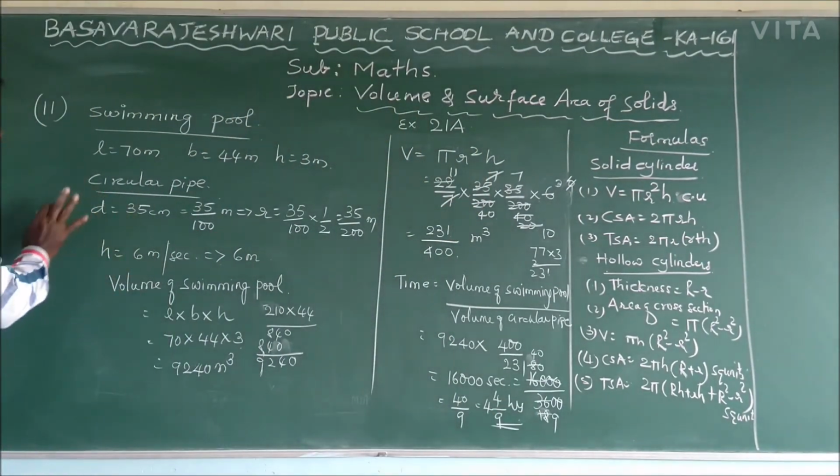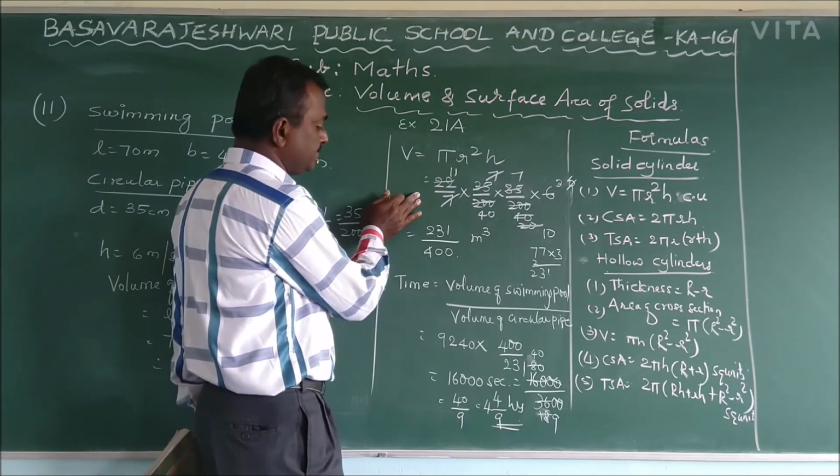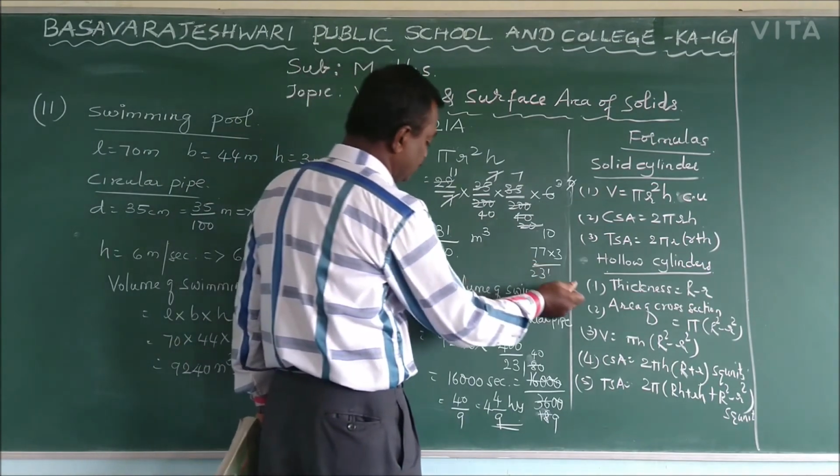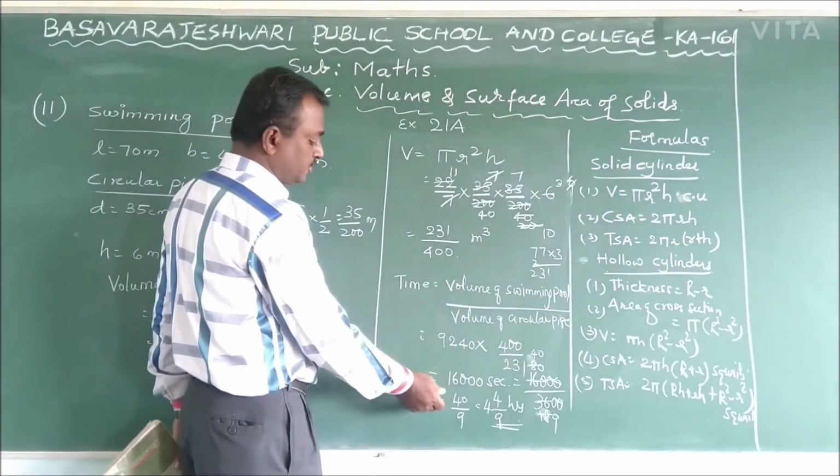First, we have to find out the volume of the swimming pool. Next, we have to find out the volume of the circular pipe. Then the time will be the volume of the swimming pool divided by the volume of the circular pipe. Then we simplify. You get 4.